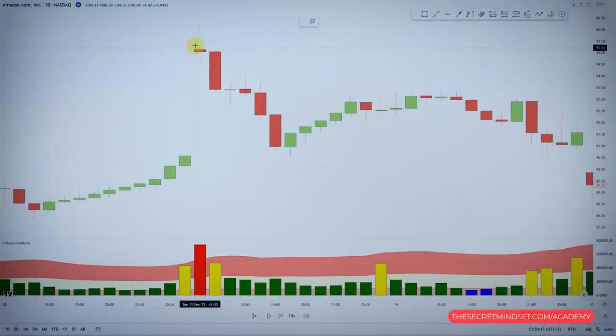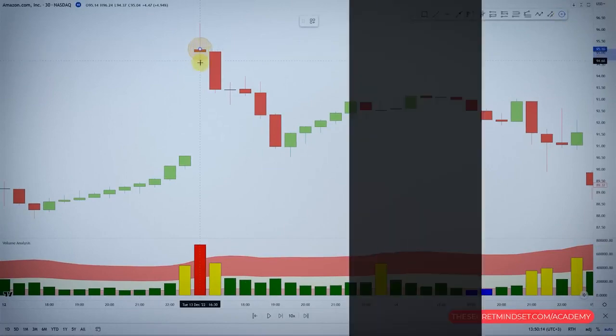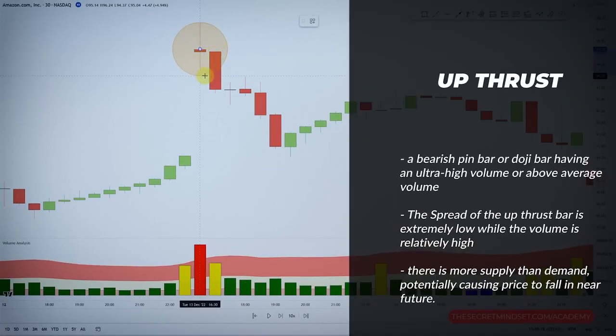Now let's talk about the different types of sign of weakness. First is the upthrust. The upthrust appears as a bearish pin bar or doji bar, having ultra-high or above average volume. The spread of the upthrust bar is extremely low, while the volume is relatively high. In this case, there's a disagreement between spread and volume, which signifies that there is more supply than demand, potentially causing price to fall in the near future.